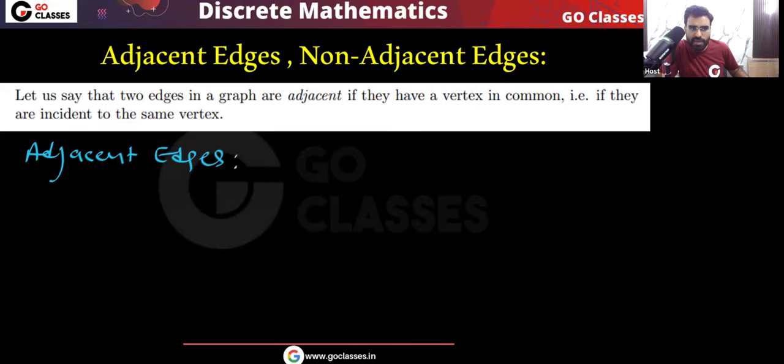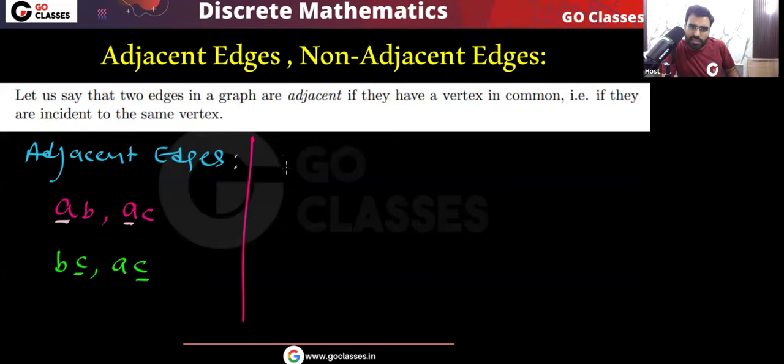See, adjacent edges have a common vertex, or I can say a common endpoint, right? So they will look something like this. For example, AB, AC. You can see they have a common vertex. Okay, these two edges. For example, they will look like this: BC, AC. You can see they have a common vertex. So very simple. This is how adjacent edges will look like. Is this clear? Very simple. And what about non-adjacent edges? How they look like?